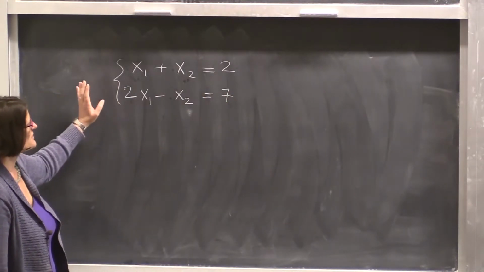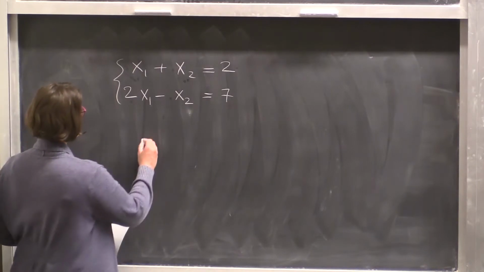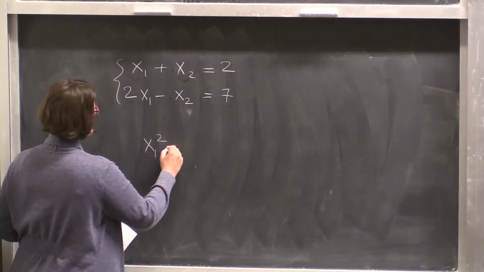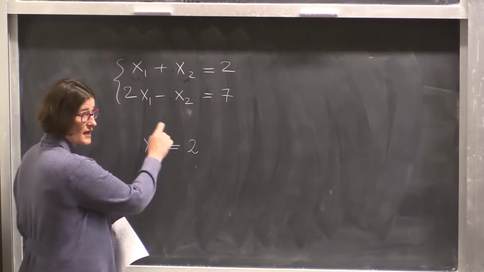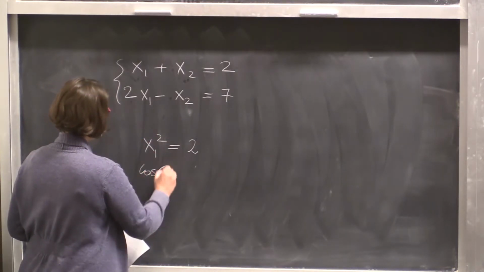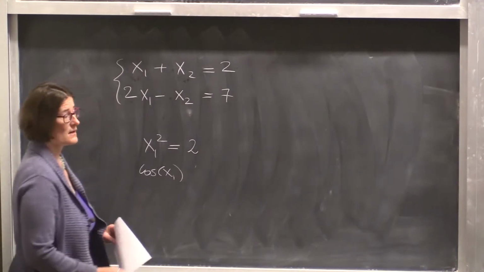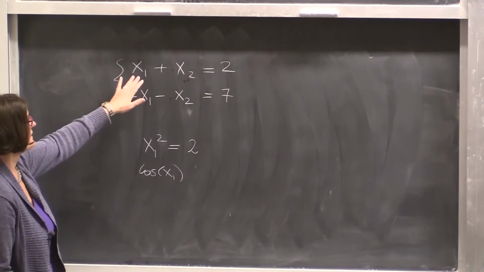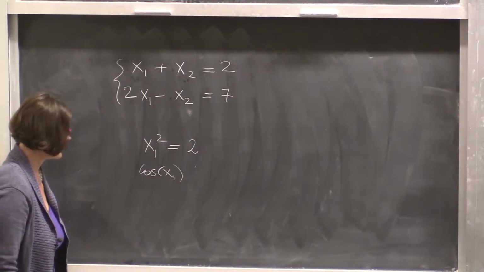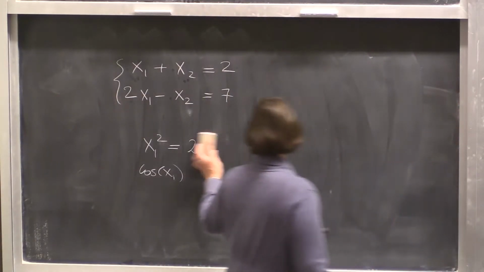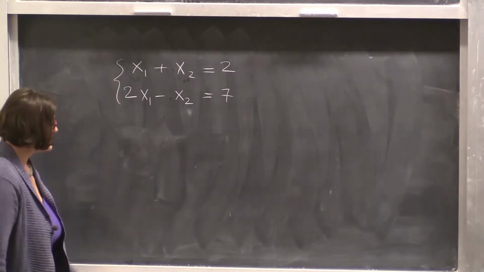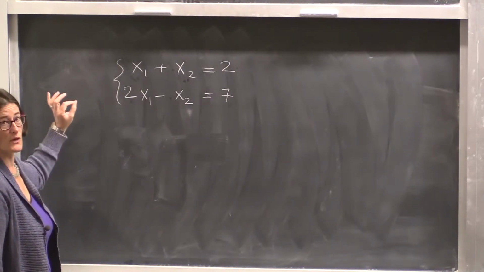These are linear equations because we don't have anything like x1 squared equals 2. That would be nonlinear, where the unknown shows up in a nonlinear manner. These are linear because the unknowns are standing alone. They're not inside of functions. Okay, so I am seeking a solution of these two equations.